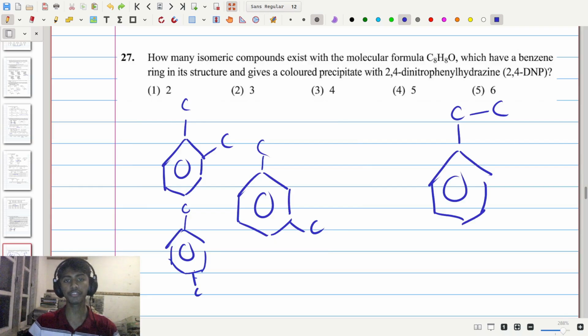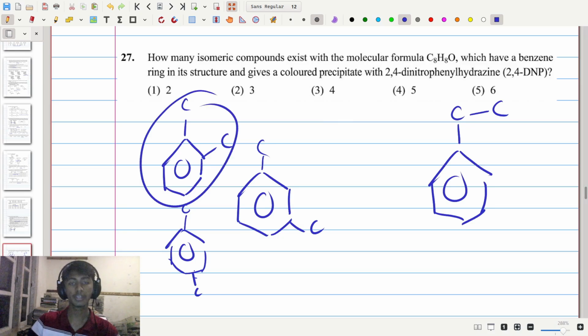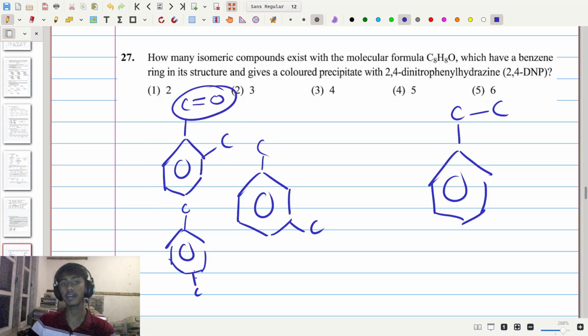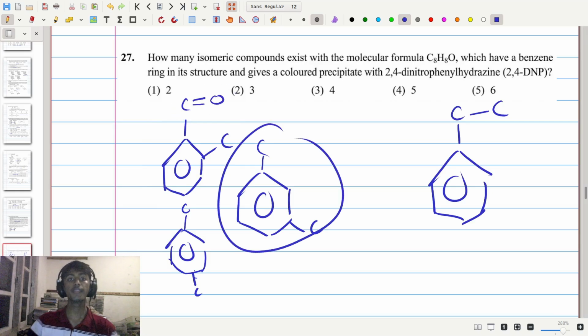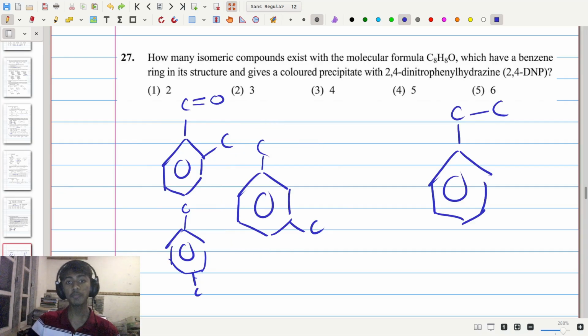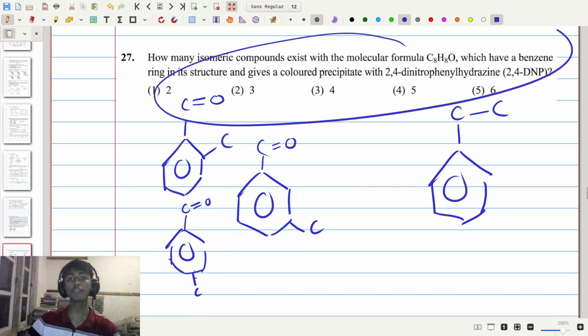Now in this case, since this compound must give a colored precipitate with 2,4-DNP, we must have a carbon-oxygen double bond somewhere in the structure. Therefore, for the first structure, the only structure we can make here is by putting a carbon-oxygen double bond like this and creating an aldehyde. And similarly for this one, the only structure we can make is by putting a carbon-oxygen double bond like this. And finally for this one, the only structure we can make is by putting a carbon-oxygen double bond like this, which will satisfy all of the conditions here.